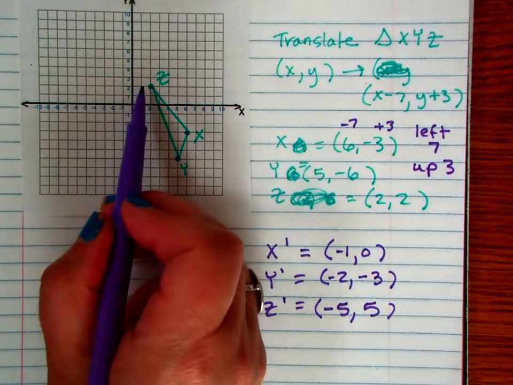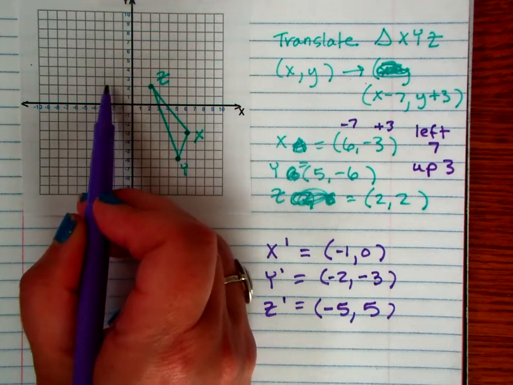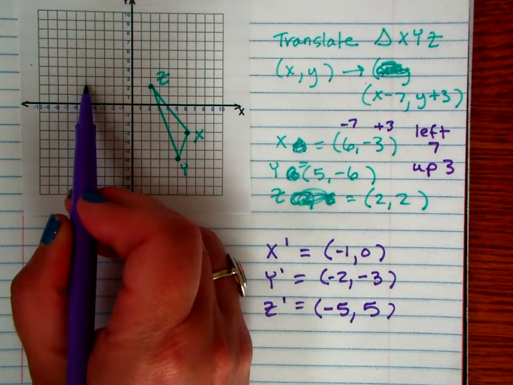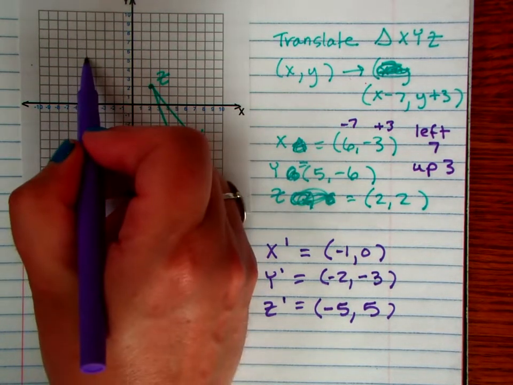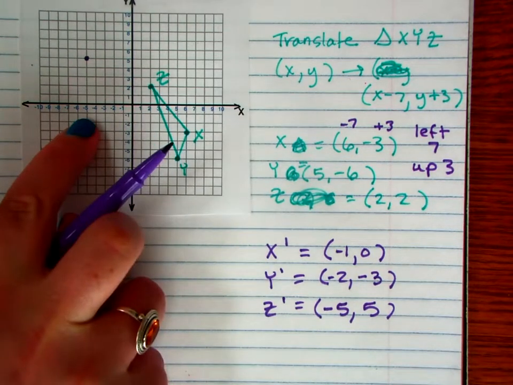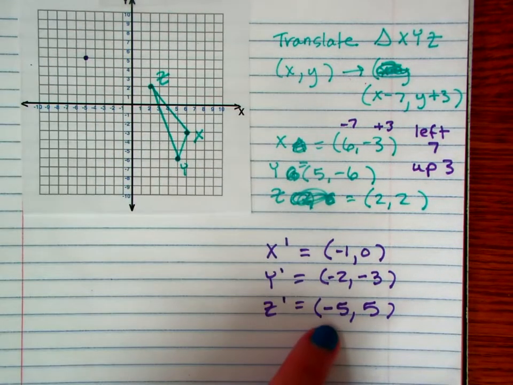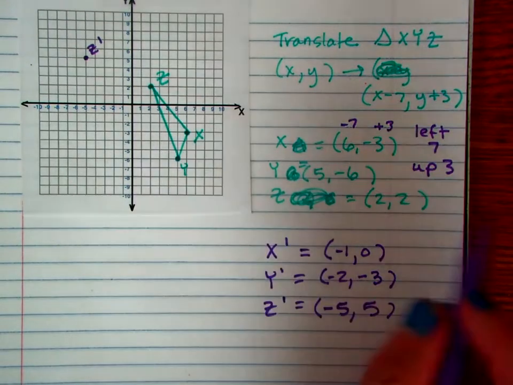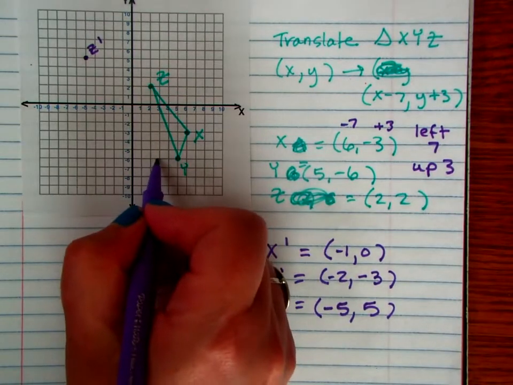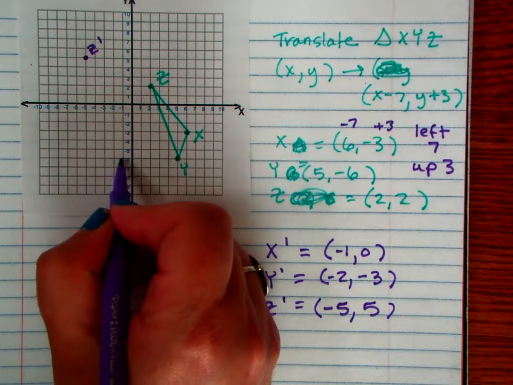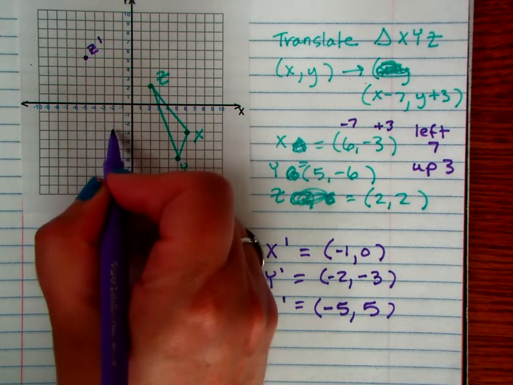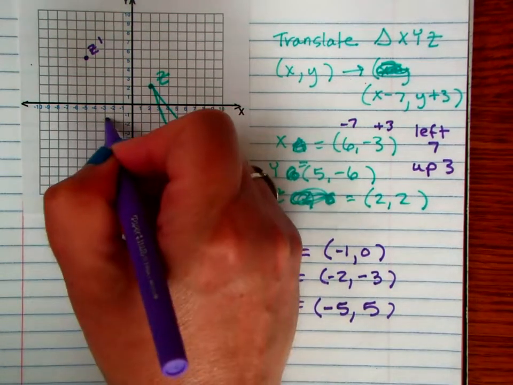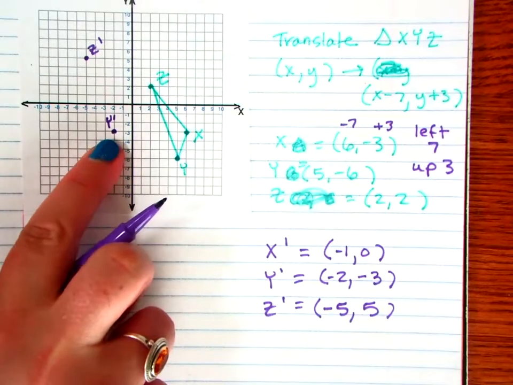Okay, so if I go left 7, 1, 2, 3, 4, 5, 6, 7, and up 1, 2, 3. So am I at negative 5, 5 for Z prime? Looks like I am. So there's my Z prime. Okay, Y, I'm going to move over again. 1, 2, 3, 4, 5, 6, 7, and up 1, 2, 3. So there's Y prime, and let's make sure it's at negative 2, negative 3.